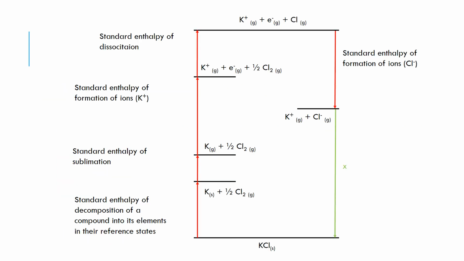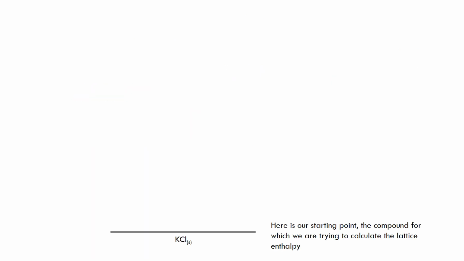So here's the Born-Haber cycle for potassium chloride, and you can see that there's lots of different values in there and a few different steps that we need to consider. And we'll go through these now. So my starting point in the Born-Haber cycle is the compound for which we are trying to calculate the lattice enthalpy. So it's potassium chloride here in the solid state.